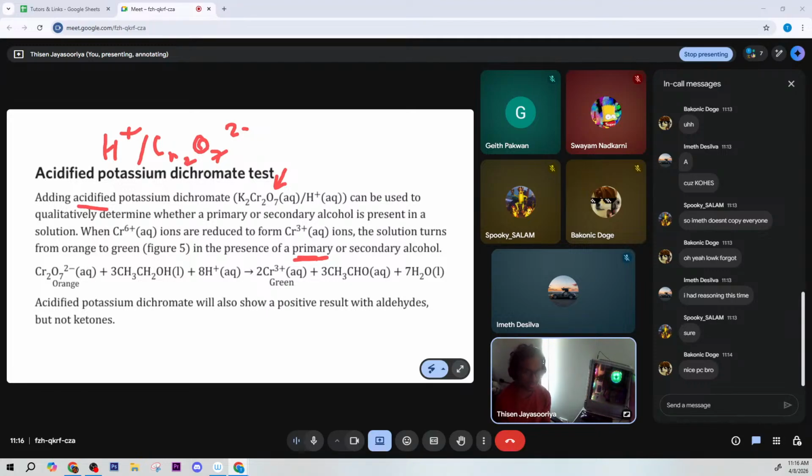The only thing is we can't actually determine if it's a secondary or primary because both of them get oxidized, yeah? All we can really determine is that we don't have a tertiary.